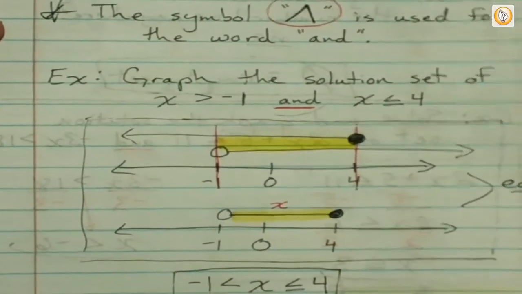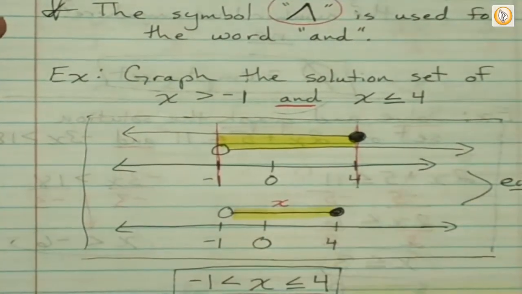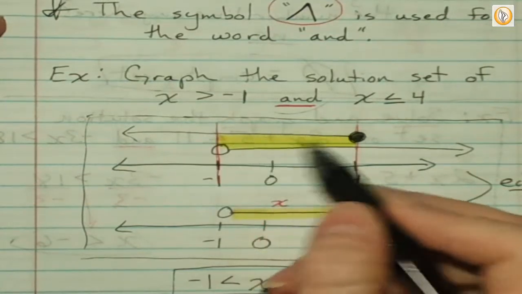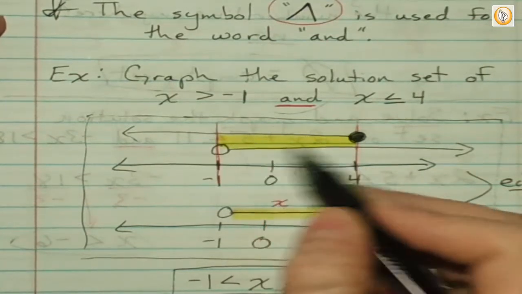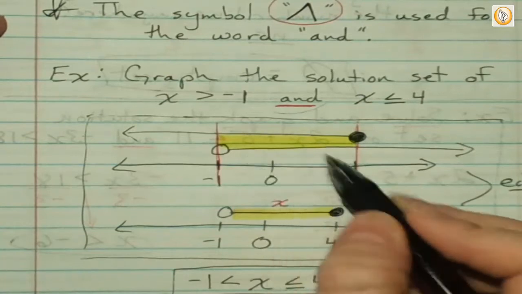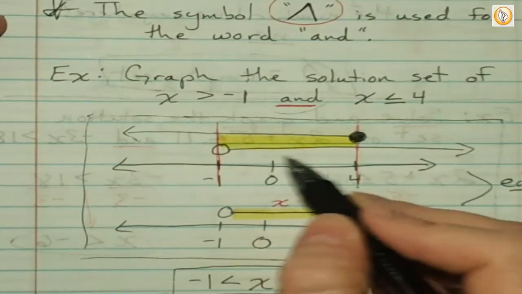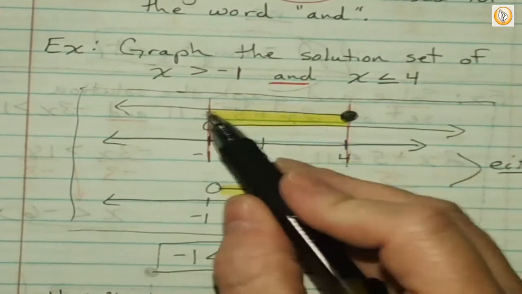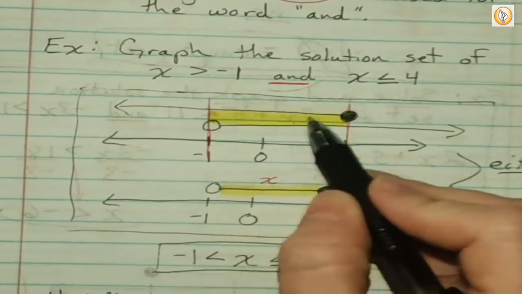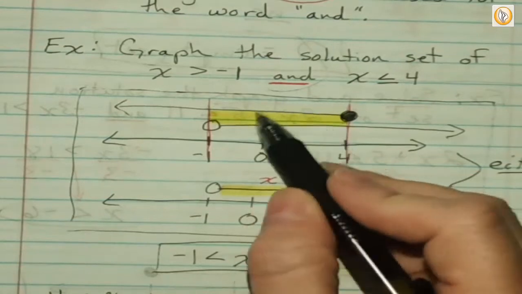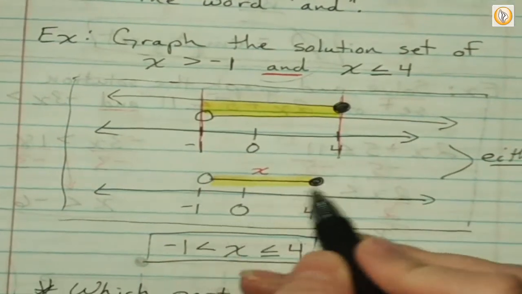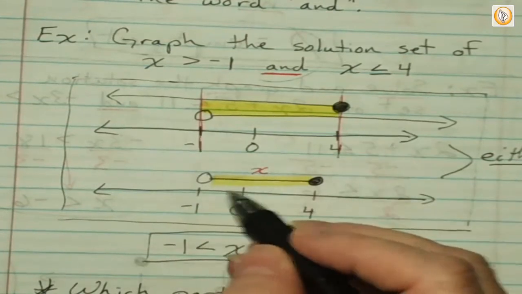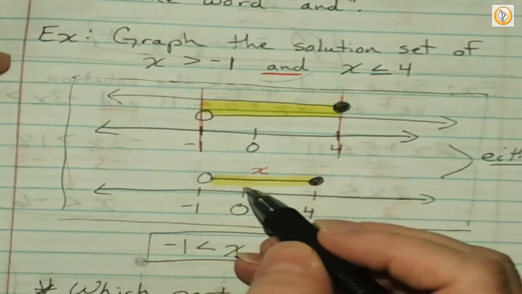So when you're dealing with "and," when you graph the two solutions, you're looking for what they have in common. What part of the number line do they both share? As your answer, you can either highlight the part that they both share, or you would rewrite it as this, where you take away the extra little arrow. Do y'all remember that?